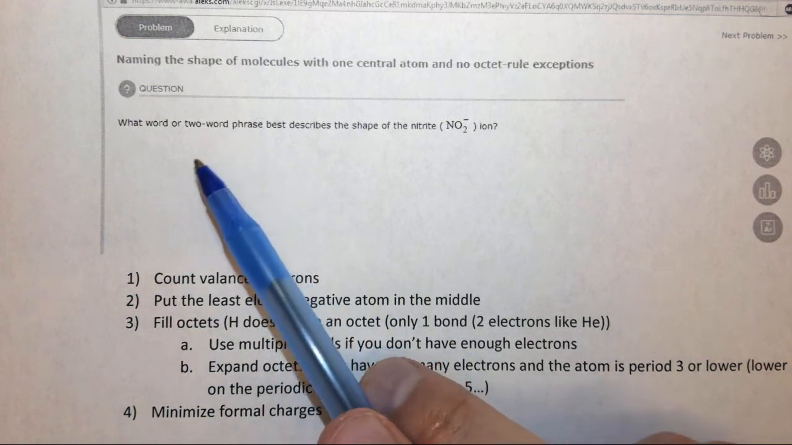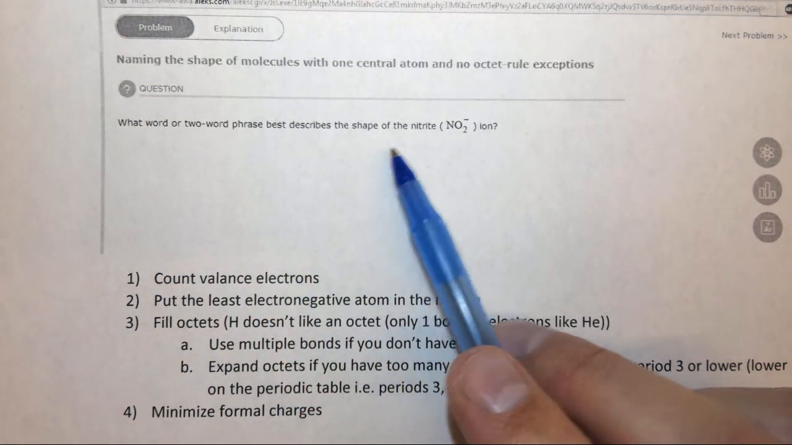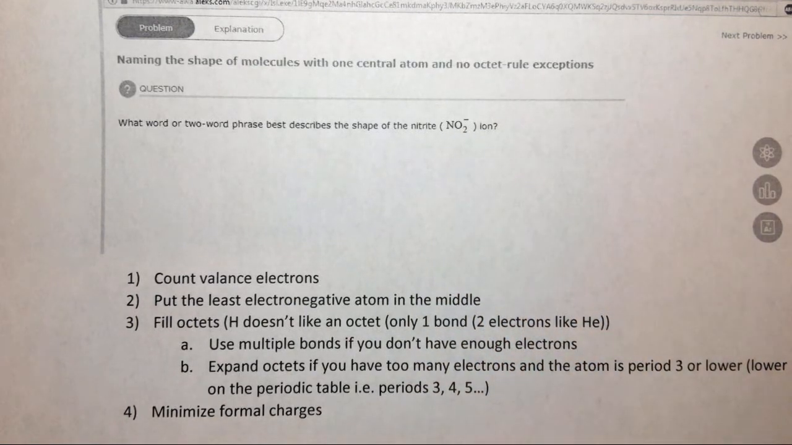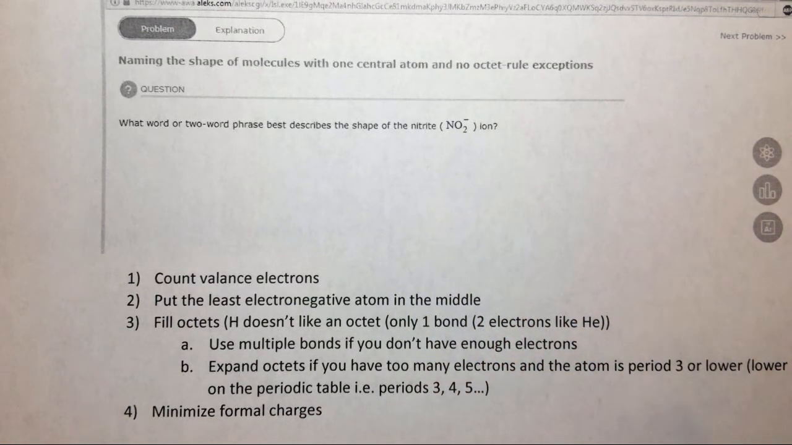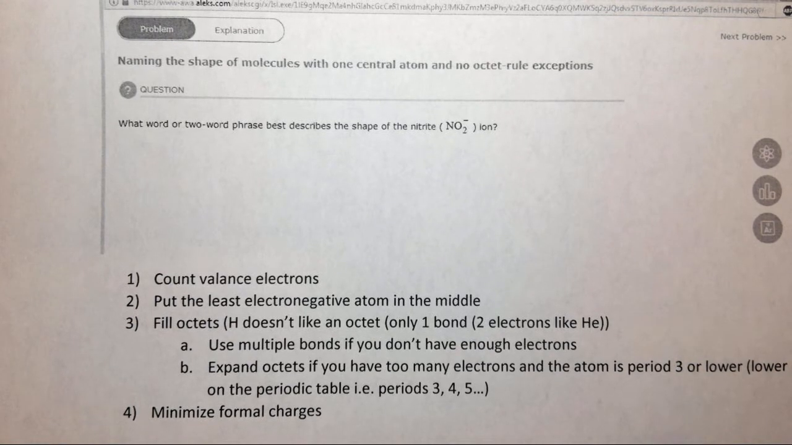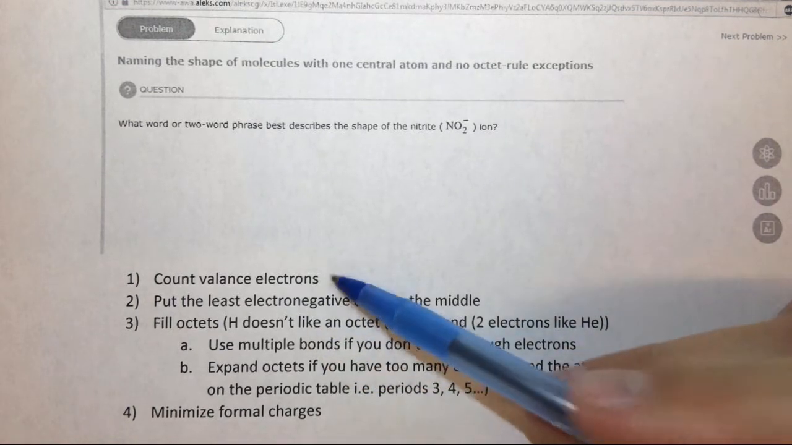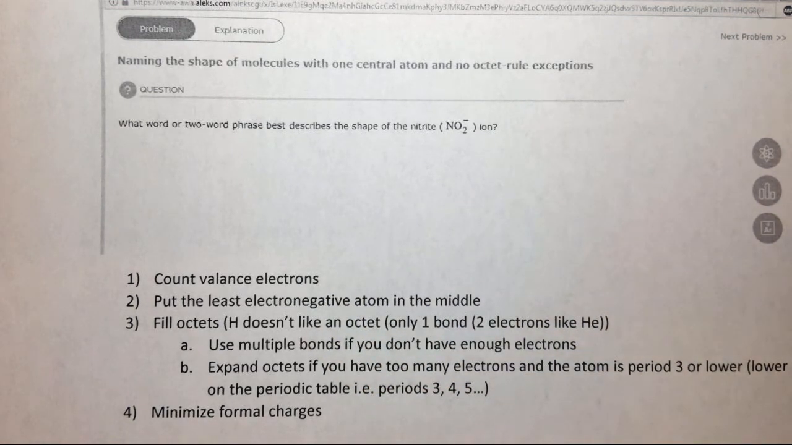This question asks for the one or two word phrase that best describes the shape of nitrite, NO2- ion. Here, we're essentially looking for the molecular geometry. In order to find the molecular geometry, we must first find the Lewis structure. To find the Lewis structure, we have to start by counting the valence electrons.